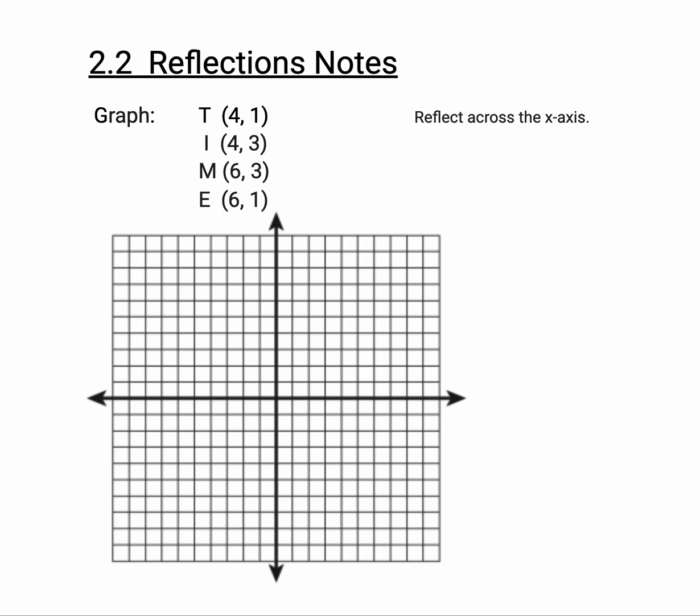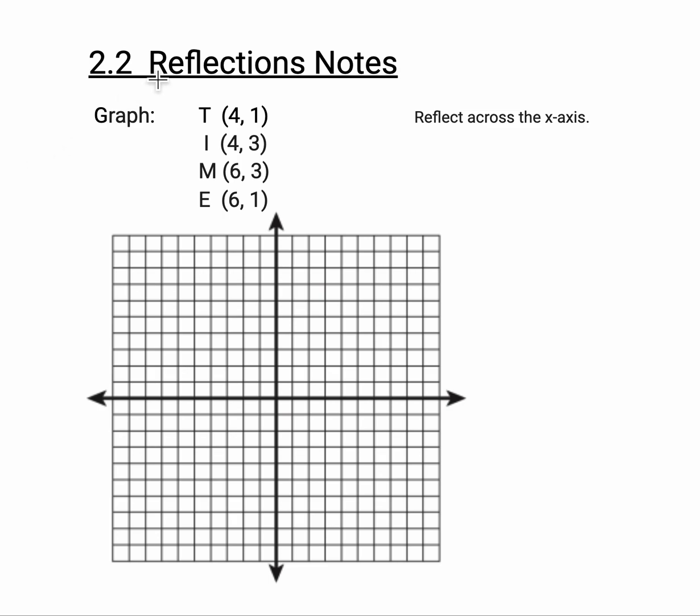2.2 reflections notes. So the first thing we want to do is go grab our highlighter. That's important because we're going to use it in figuring out and making sure we do the right reflection. You also want some graph paper. So I've got mine here. If you need to pause, go grab that.